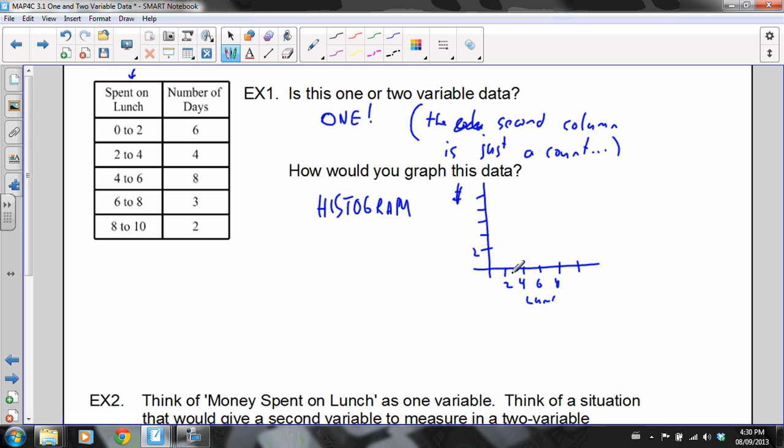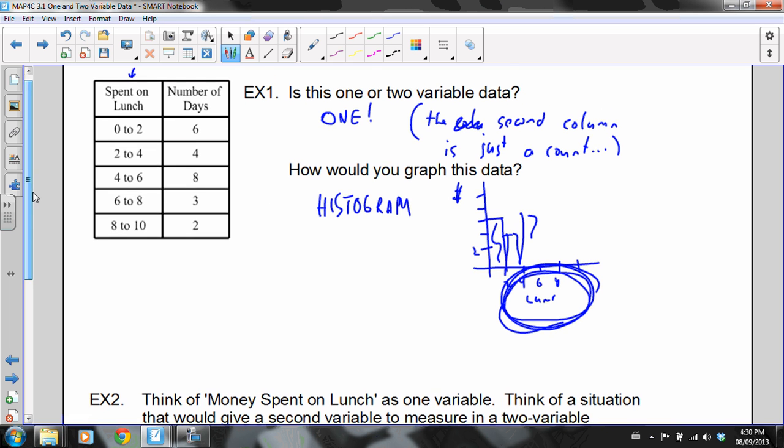And then how many people spent between $0 and $2? Well, there were 6. And we'd have this, and then the next one is here, and so on. And this is a histogram. The only variable that we have is the amount spent. One variable, isn't it? Histogram, one variable.